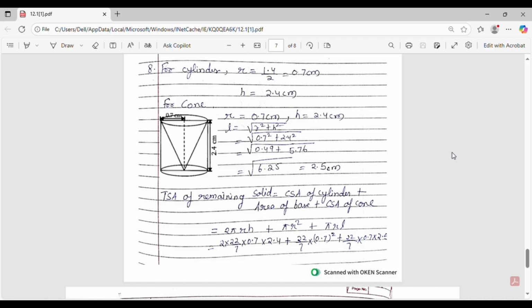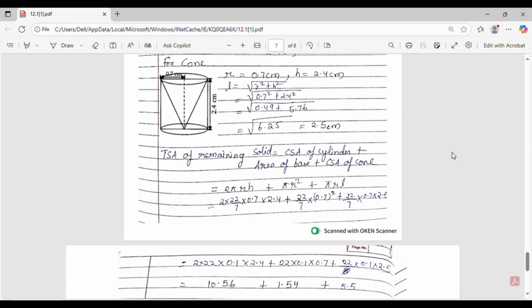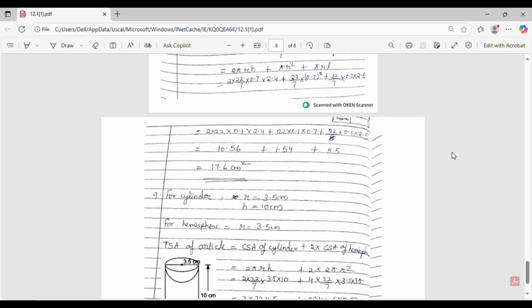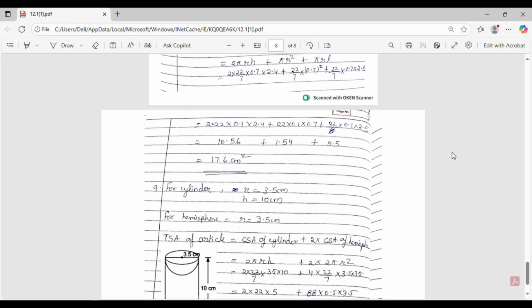So for the cylinder, r would be 0.7 centimeter, height would be 2.4 centimeter. For the cone, r would be 0.7 centimeter, height 2.4 centimeter, and l, the slant height, would be 2.5 centimeter, as you can see. So TSA of the remaining solid would be CSA of cylinder plus area of base plus CSA of cone. We will add all these three things, 2 pi r h plus pi r square plus pi r l. So we will substitute the values of r, h and l here and we will get 17.6 centimeter square.